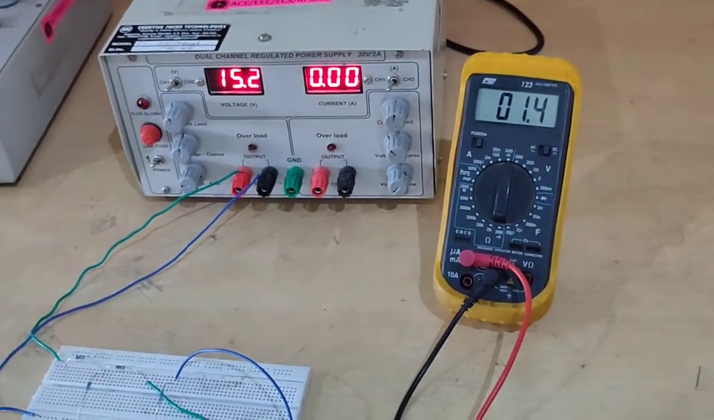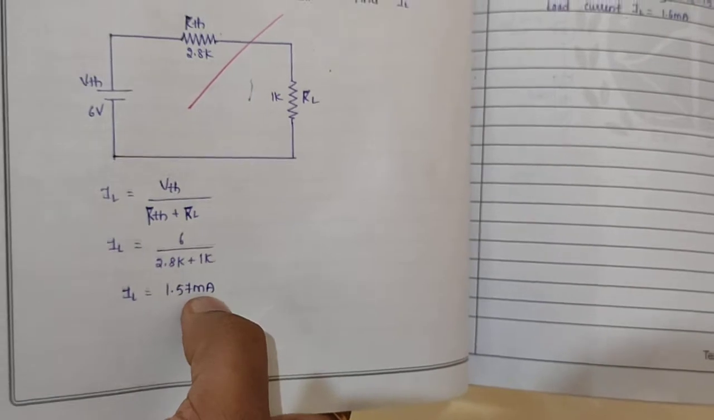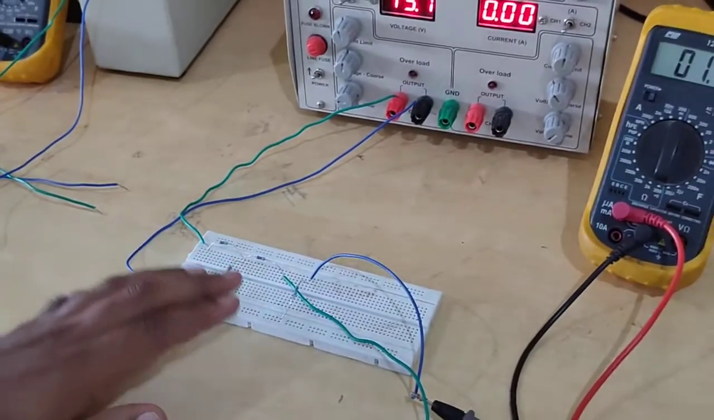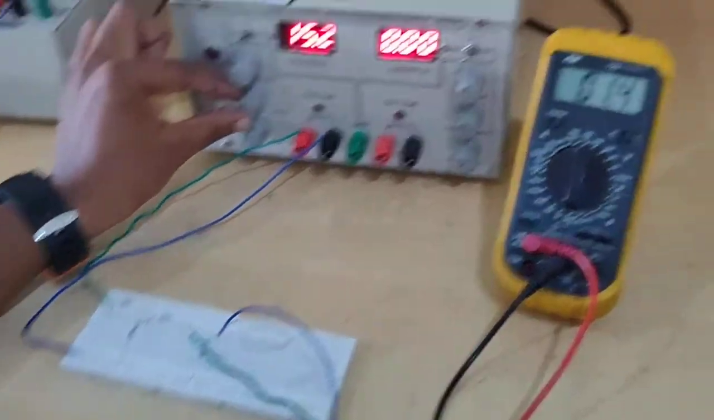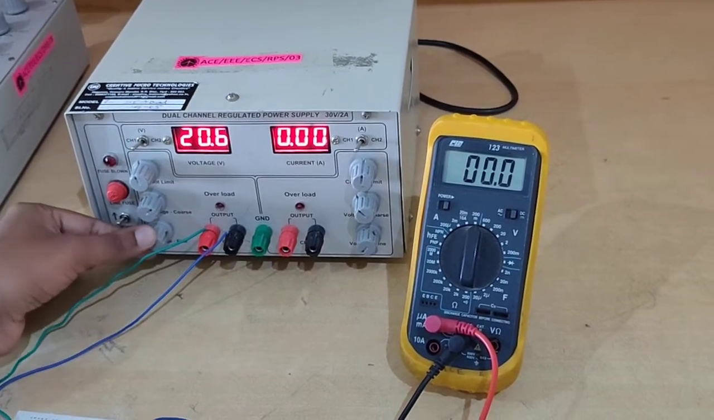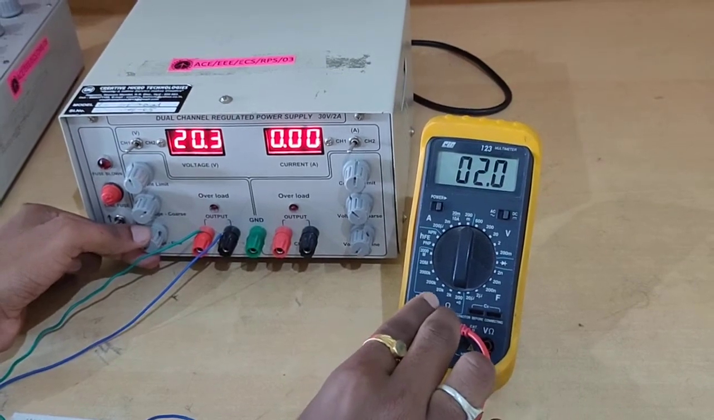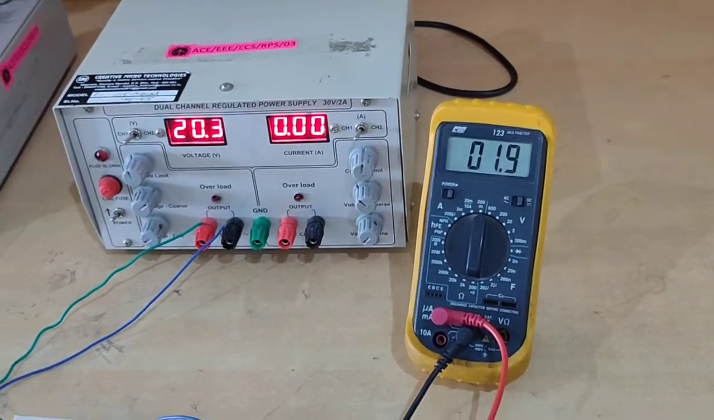The same thing we have got in theoretical calculations. See, 1.6 or 1.57 milliamperes. Practically also we are getting the same value. Okay, so now we also have to see for 20 volts. Let us see for 20 volts. Yes, for 20 volts we will be getting 2 milliamperes, right?